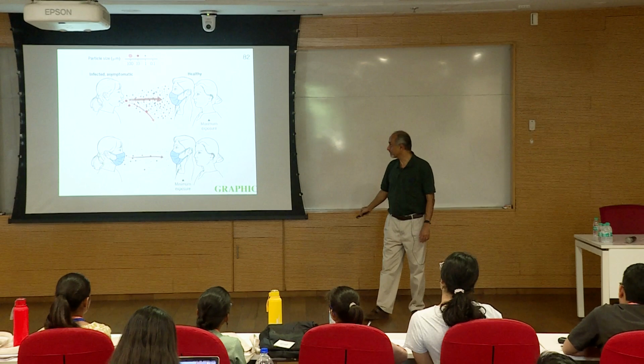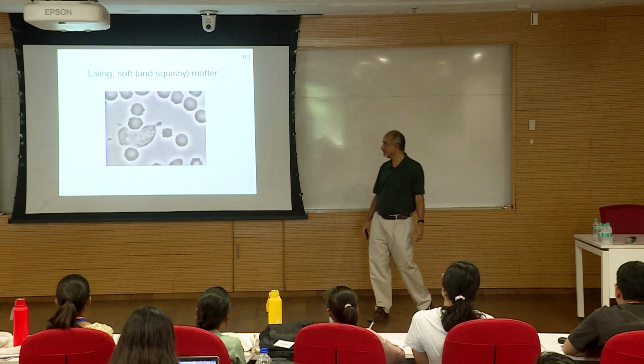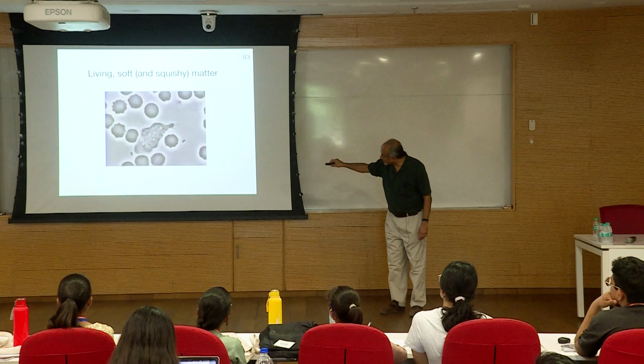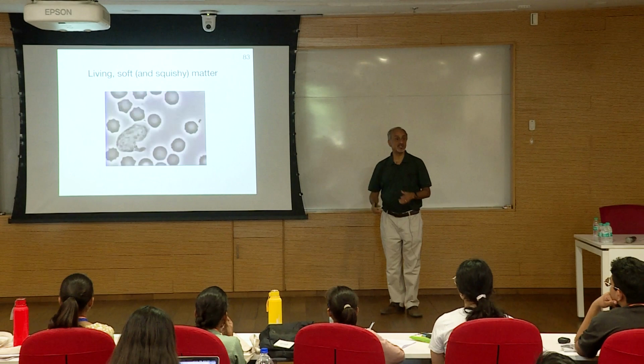Here's my last example, when I finish up. This is a white blood cell. It's actually hunting a bacteria that you can see. And you can see how it changes its shape. It's basically tracking it and moving around and trying to locate it wherever it goes.